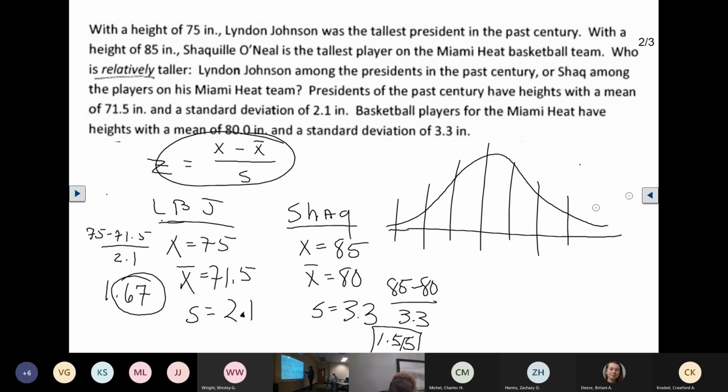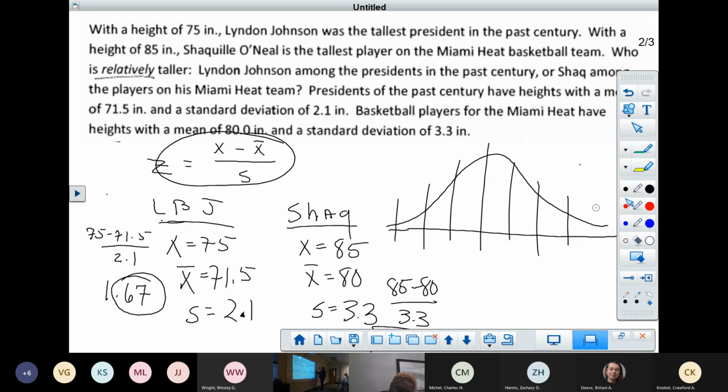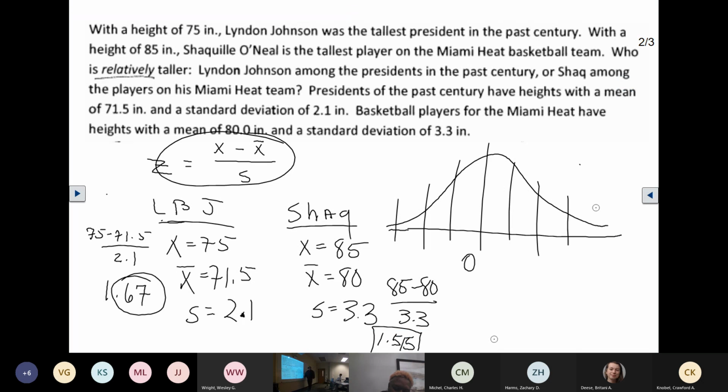What do you mean plot them? Well, with the Z-scores, remember how I told you that you put the mean in the middle and you add to the right and you subtract from the left? Well, you don't do that with a Z-score table. You just put 0 for the mean, and then you put 1, 2, 3, and -1, -2, -3.